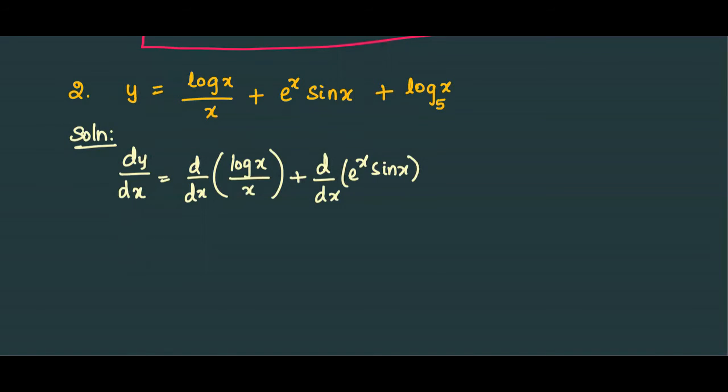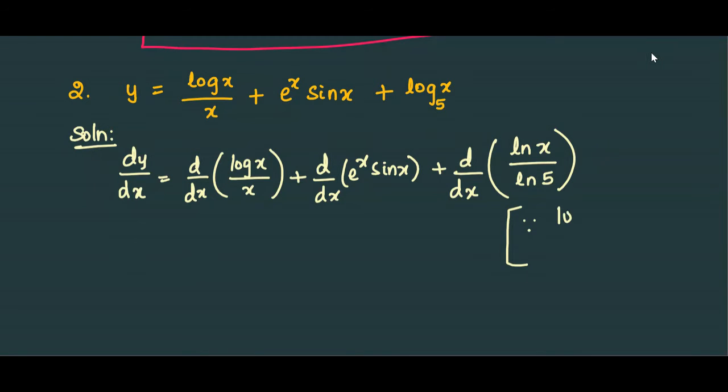Now the third one I will write slightly differently to make it easy. I will write this as log to the base e of x by log to the base e of 5. Reason? Since log a to the base b is the same as log a to the base e upon log b to the base e. This is the change of base rule in logarithms.